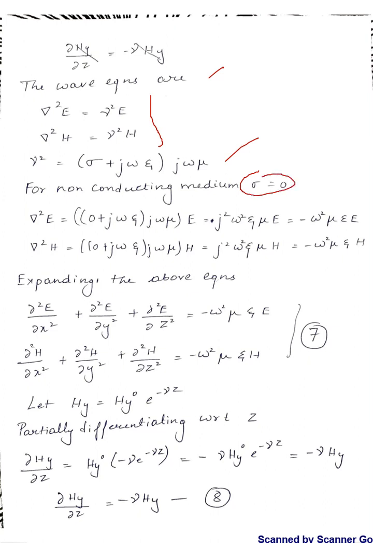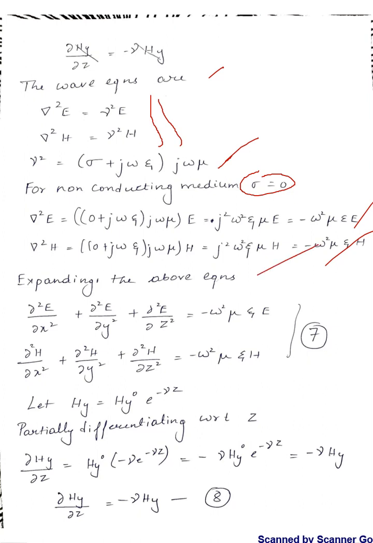After substituting sigma equal to 0 in gamma square, and finally substituting the value of gamma square in del square E and del square H, I'll be obtaining the results as del square E is equal to minus omega square mu epsilon E and del square H is equal to minus omega square mu epsilon H.